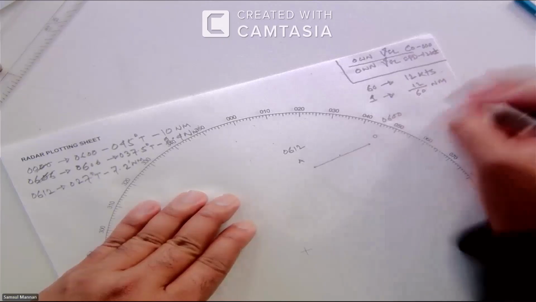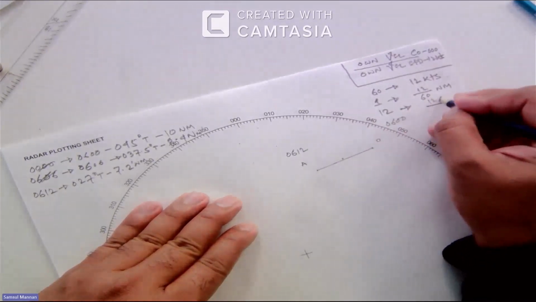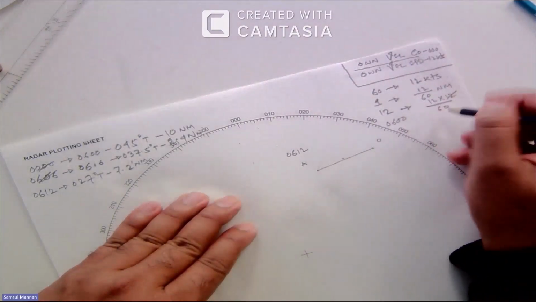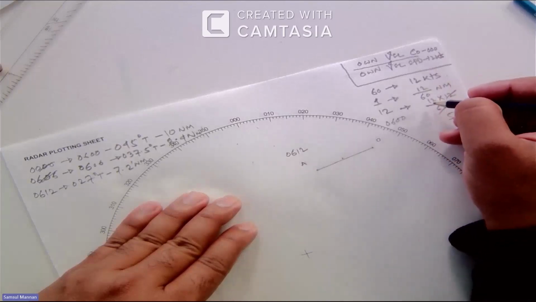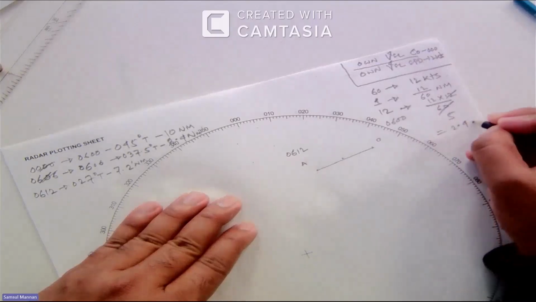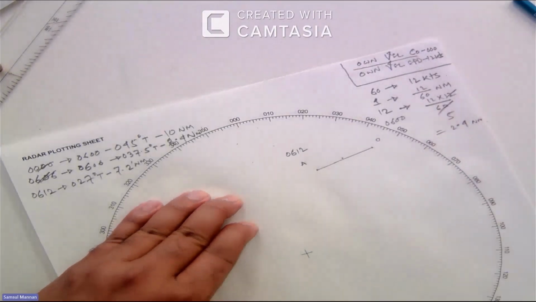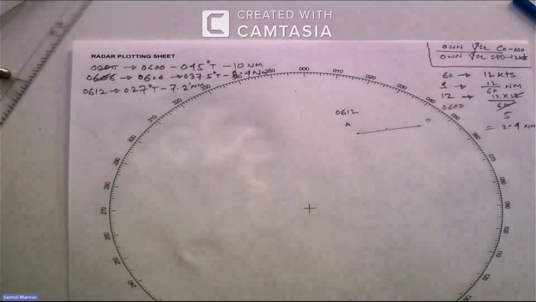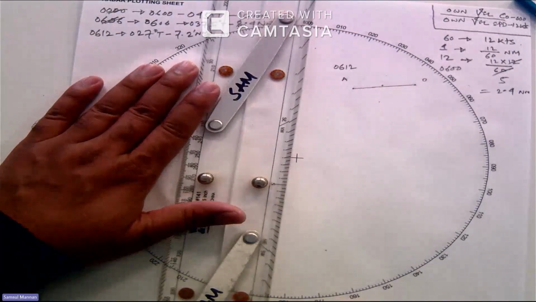For that I am doing some math on the screen. You see, in 60 minutes my vessel moves 12 nautical miles. So in 1 minute my vessel will move 12 by 60 nautical mile, and in 12 minutes my vessel will move 12 into 12 by 60. So that means my vessel will move 2.4 nautical miles. So the WO will have the range of 2.4 nautical miles.